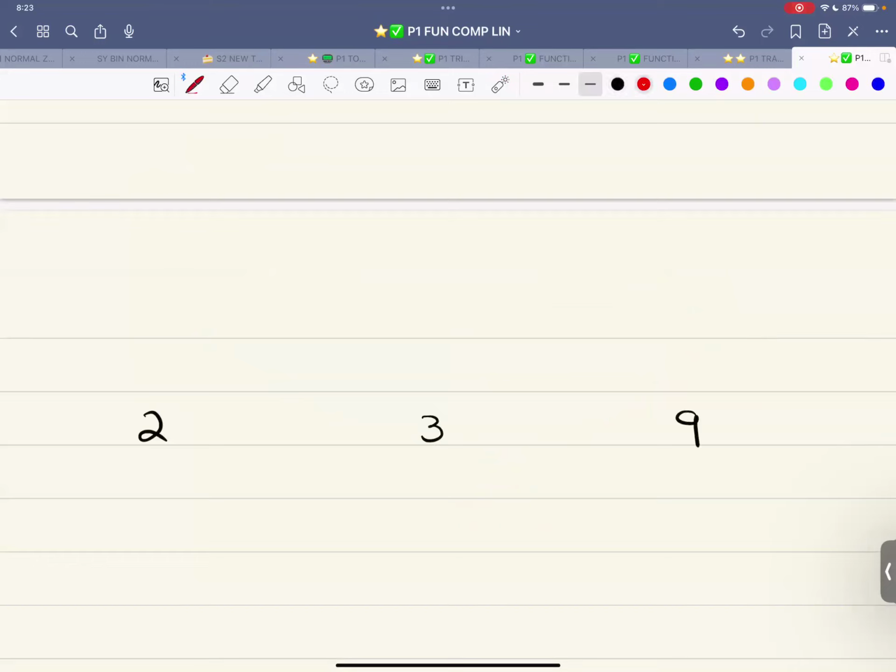First function, that is y is equal to f(x). So 2 is like the domain of f. 3 is like the range of f. Let me introduce another function. That is this one. That is y is equal to g(x).